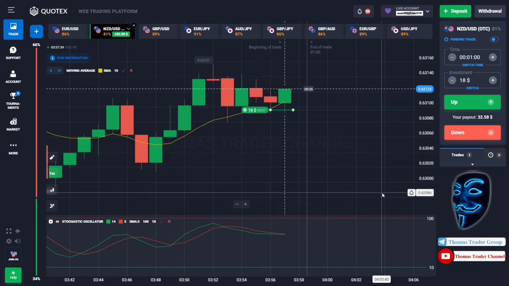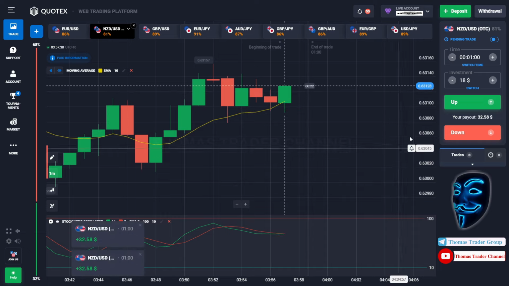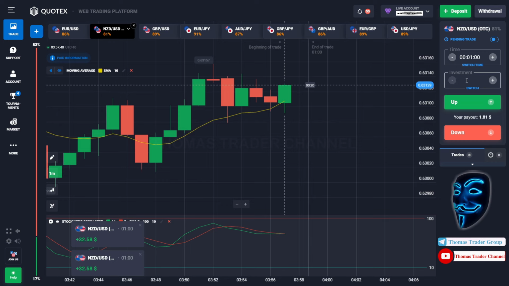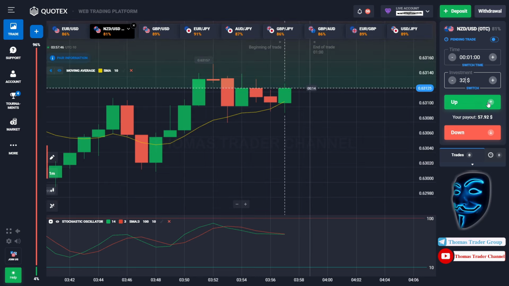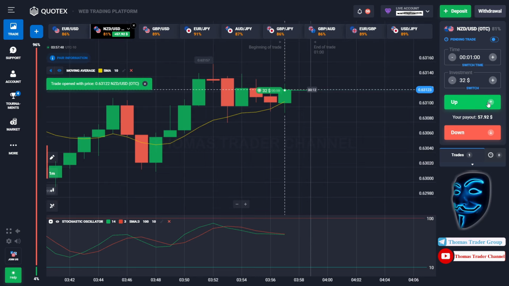We made a right prediction over here. We made a profit of $32. Let's change our investment into $32. And over here we still can open buy for 1 minute.